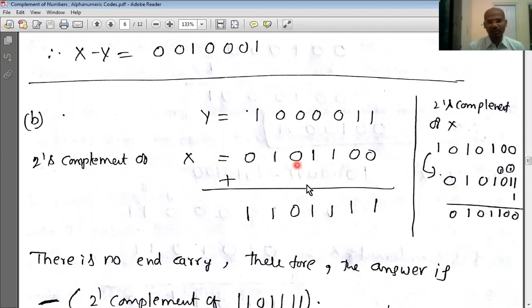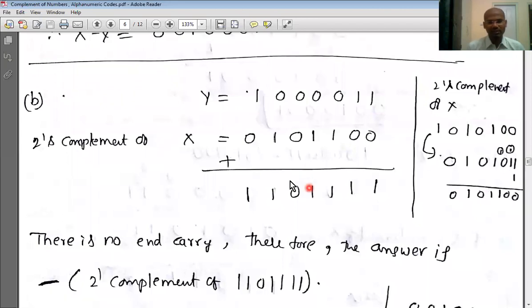After finding out the 2's complement of x, now we have to add this 2's complement of x with y. So after addition, we get this 1 plus 0 is 1, 1 plus 0 is 1, and so on. Y is a 7-digit number. The 2's complement of x is also a 7-digit number. We are adding two 7-digit numbers, and we got the answer, which is also a 7-digit number: 1, 2, 3, 4, 5, 6, 7.